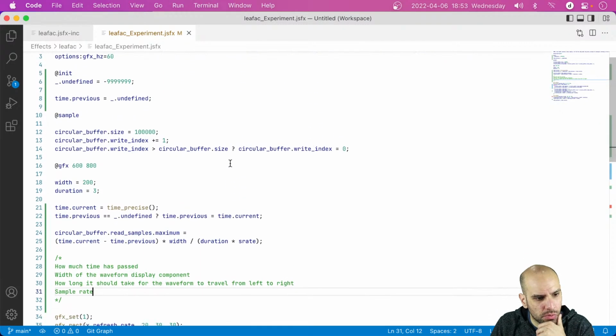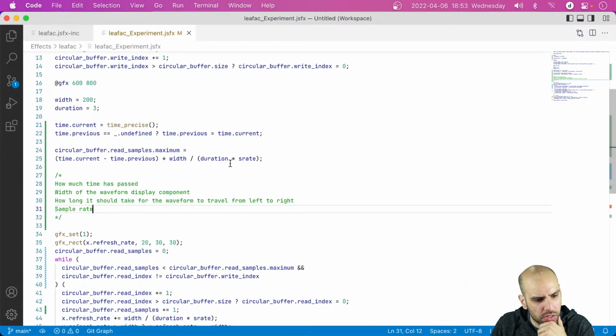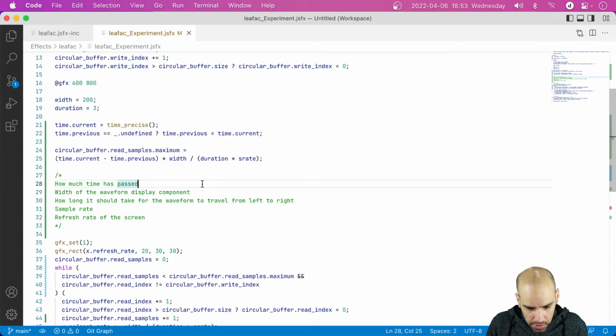Oh, maybe we also need the refresh rate of the screen. I'll throw this in there, though I don't think it's really necessary, but we'll just reason about this. So let's think about the units of measurement of all these things. And also let's think about the unit of measurement of this, which is what we want.